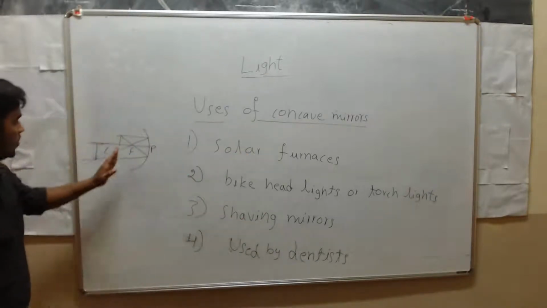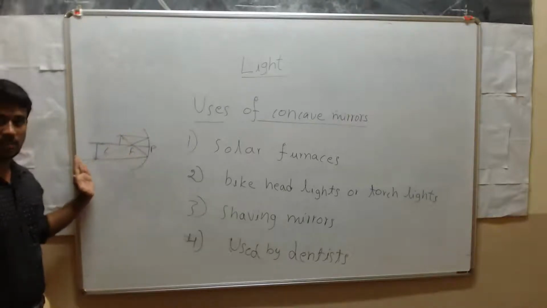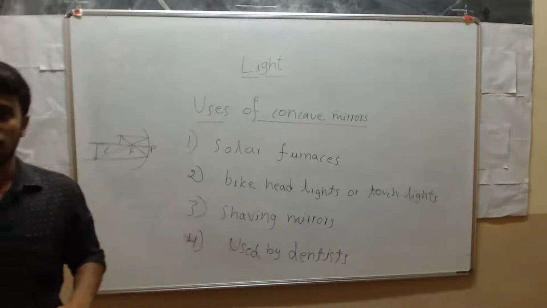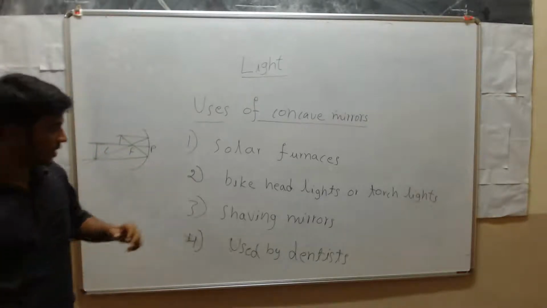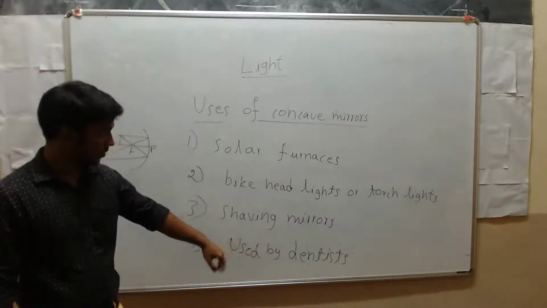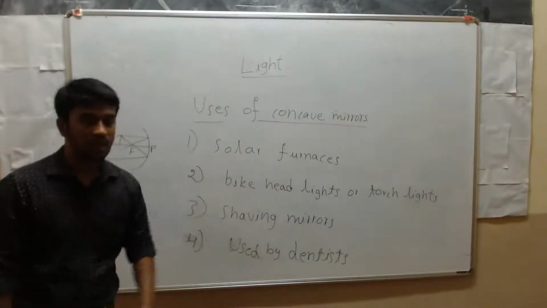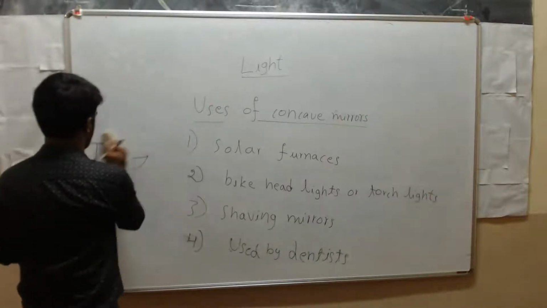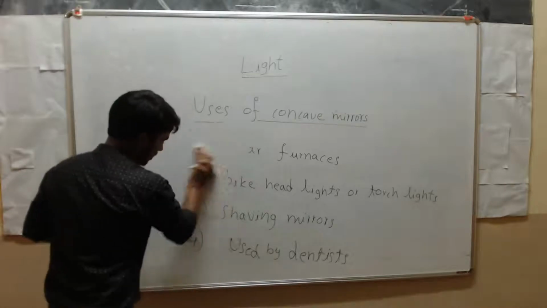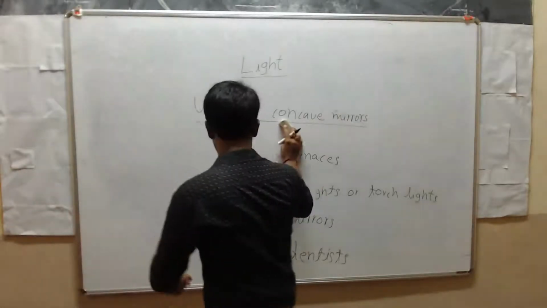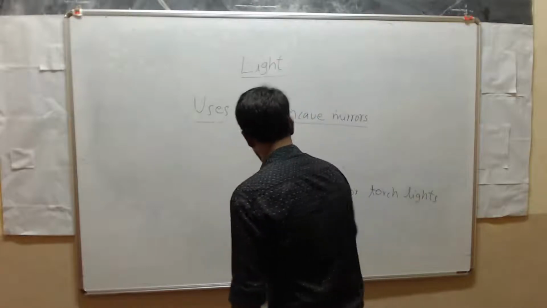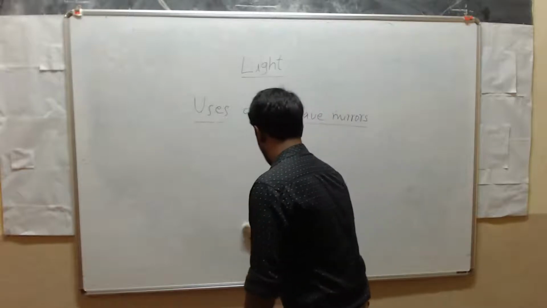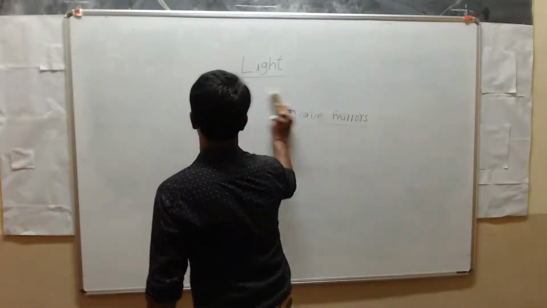Here also it is the same: when you keep the object between C and F, we get a bigger image. That image is enlarged compared to the object. Here the size of the image is greater than the size of the object, to see the large image of the teeth. So that's why concave mirrors are used by dentists. Okay, so these are the applications of concave mirrors. In your exam they will ask for reasons: why concave mirrors are used by dentists, why we use them in shaving mirrors, or why we use them in bike headlights. You should know the reason.